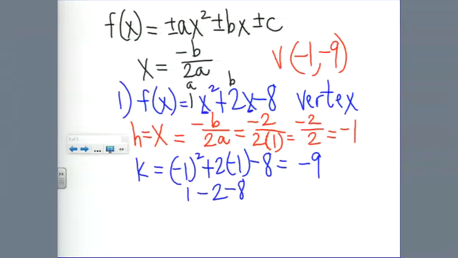Again, you don't have to complete the square or use any other type of method. This handy formula will help you find the vertex.